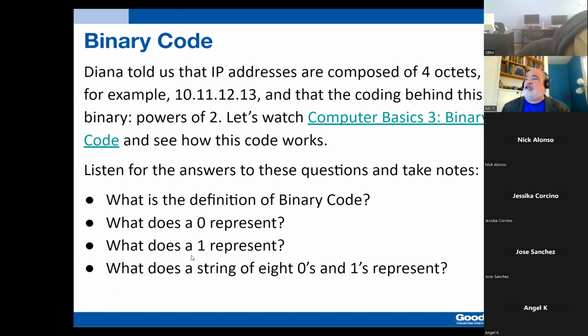Okay, so Diana told us that IP addresses are composed of 4 octets, also known as bytes, B-Y-T-E-S. For example, 10.13.11. Sorry, I'll throw it again.